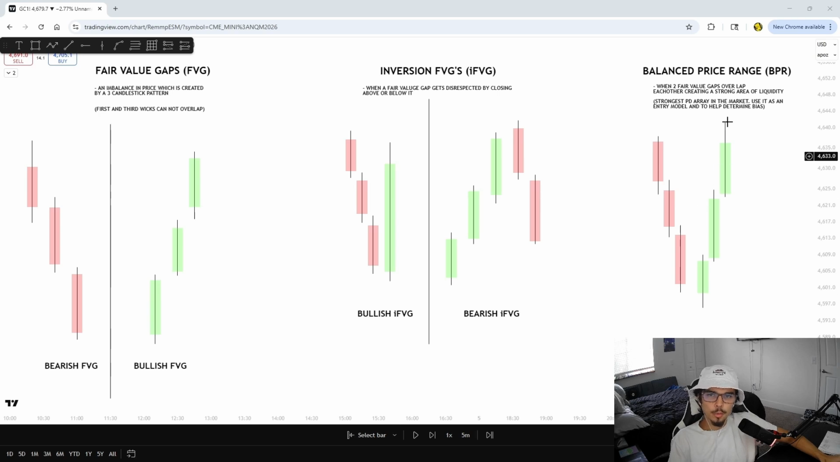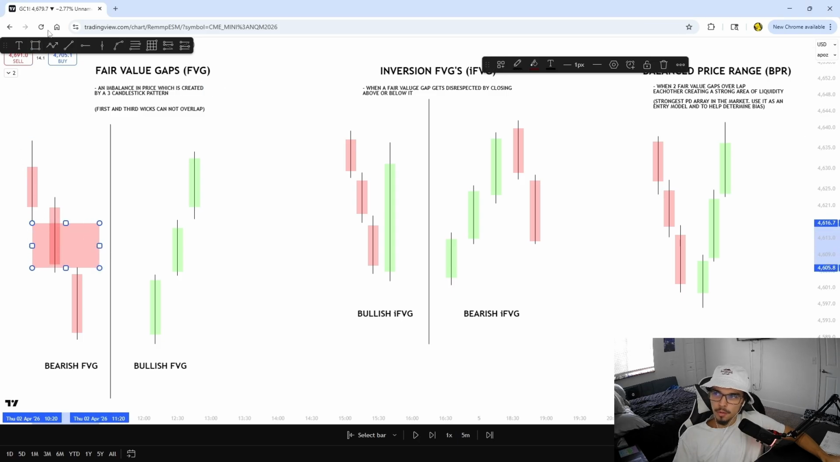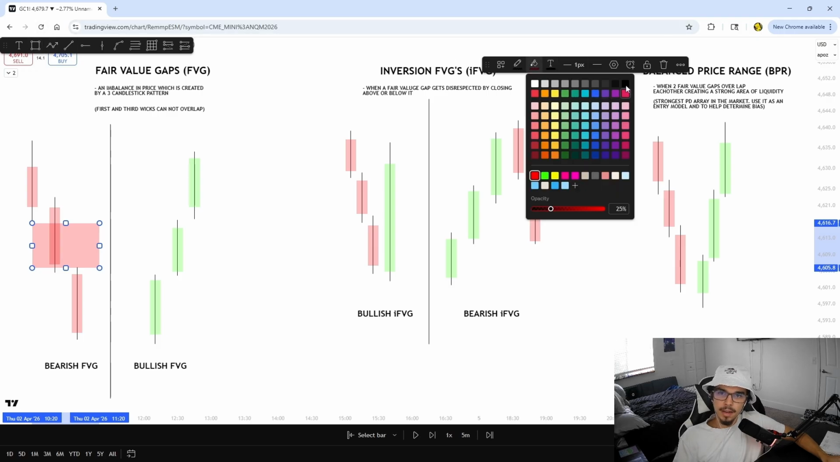First and foremost, we're going to have to know what these things are and what they represent in the market. And obviously, if you guys already do, you can skip this part. But starting off over here with fair value gaps. Okay, what is a fair value gap? It's just an imbalance in price, which is created by a 3 candlestick pattern. Okay, the first and third wicks cannot overlap. So over here, we have our bearish example. Okay, we have wick number 1, wick number 2, wick number 3, right? And do you see how wick number 1, starting here, and wick number 3 do not overlap? That creates an imbalance in price, aka a fair value gap.